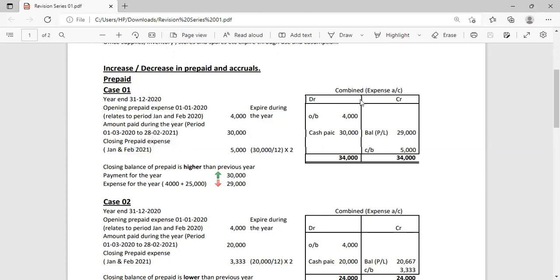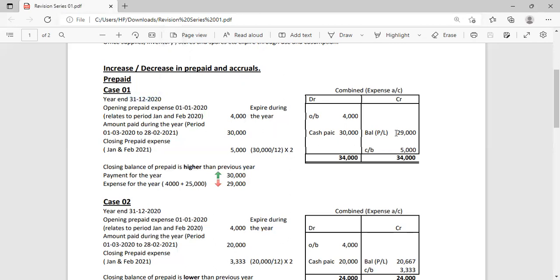And what you will do here, I have prepared a ledger T account for your understanding. You can see that there is an opening balance of prepaid and you have made payment during the year. You will calculate the amount which will expire in your current year. This 4,000 which you have paid in the last year but relates to the period of the current year will be the expense. Plus, out of this amount, the period which falls in your current year will also be expense of this year. But how can you calculate this? You can divide this 30,000 by 12 and multiply by 8. What is 8? 8 is the number of months which expire up to 31st December 2020. And this will be the what?